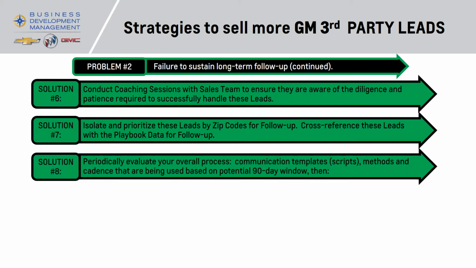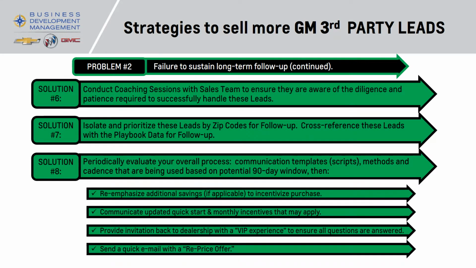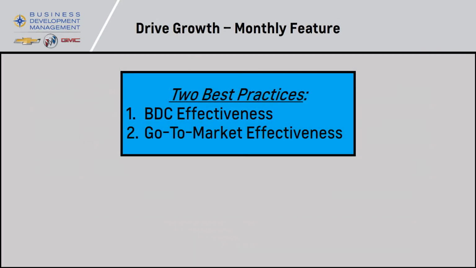Periodically evaluate your overall process, communication templates, scripts, methods, and cadence that are being used based on a potential 90-day window. And then re-emphasize additional savings, communicate updated quick start and monthly incentives, provide an invitation back to the dealership with a VIP experience, and send a quick email with a reprice offer. Then we jump into the 2 best practices.